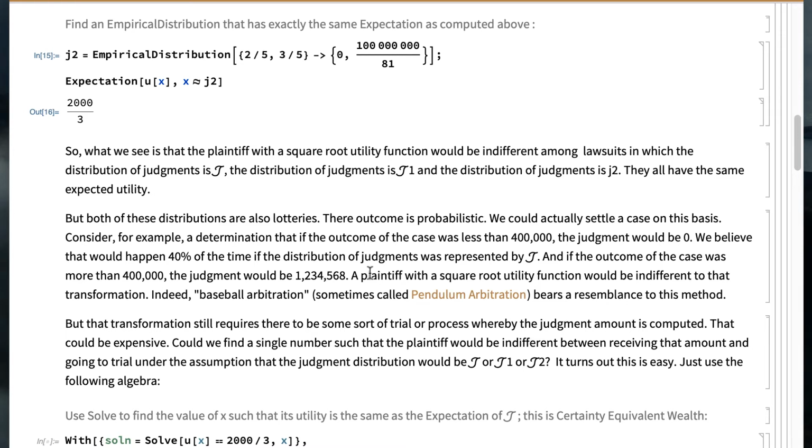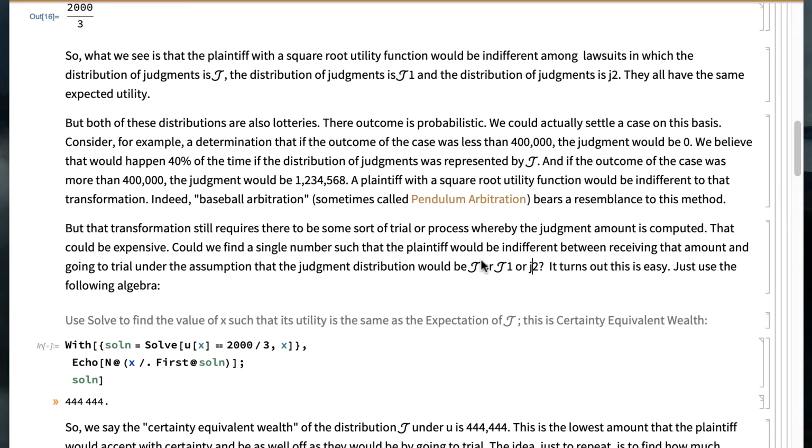But the problem with settling the lawsuit that way is you still have to have a trial in order to figure out what the judgment is. I wonder if there's a way, though, that we could avoid having a trial altogether. Is there a single number such that the plaintiff would be indifferent between receiving that amount and going to trial under the assumption that the judgment distribution would be either J, J1, or little j2? And it turns out there is, and it's easy to figure out what it is.